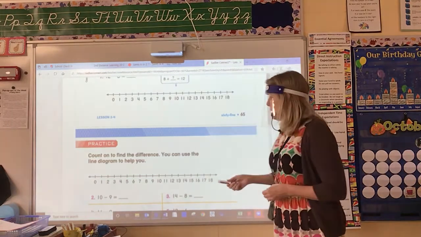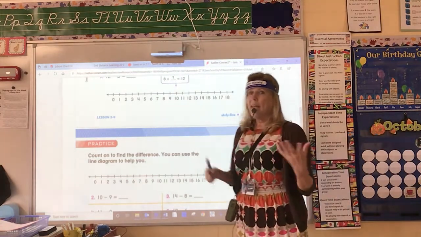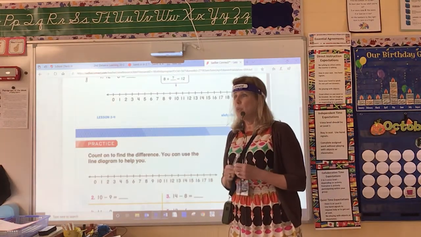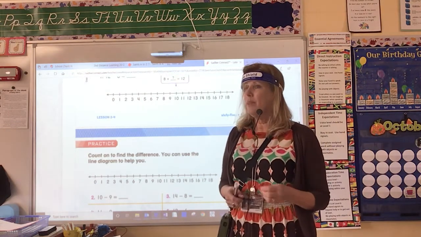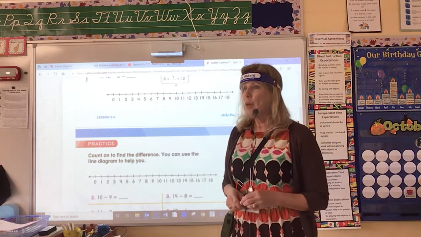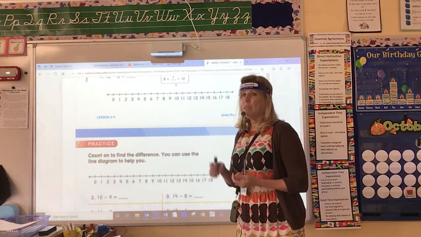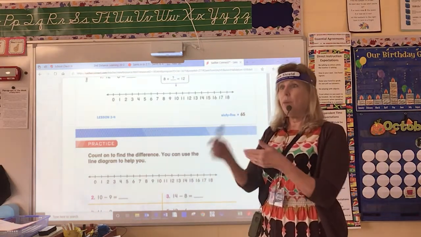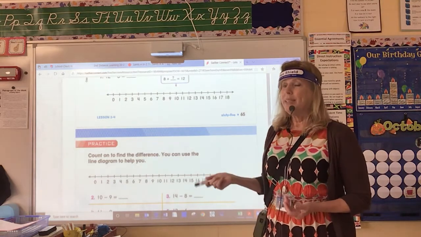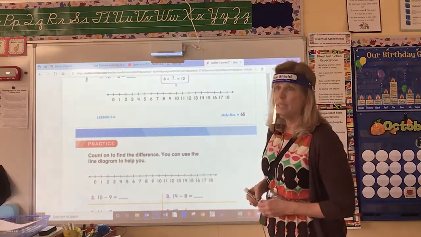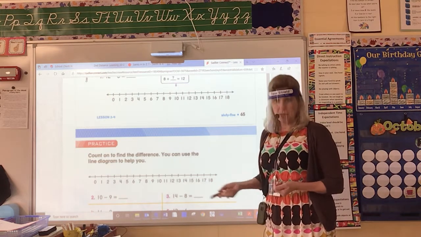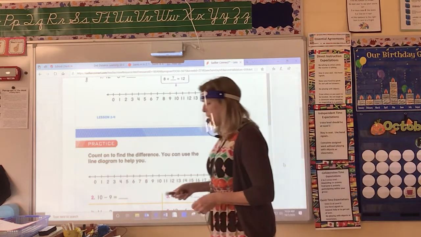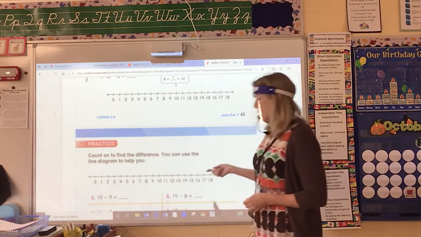Yes, Mary. So, when we add two numbers together, when we add two addends together, we get a sum. The answer is called the sum. But for subtraction, when you subtract a part from the whole, you get the difference. Okay, so when you hear the difference, they want to know the answer. All right? Okay, so we're counting on.